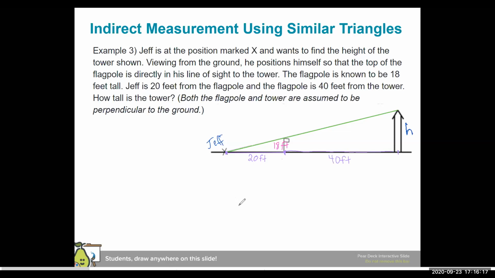So the height of the tower, this unknown H, I'm actually going to do this in pink because this H would correspond with the height of the flagpole, which is 18. So I can say that the ratio of H, our unknown height, to 18 will be equal to, and now we need our second proportion. So here's where we have to be really careful.